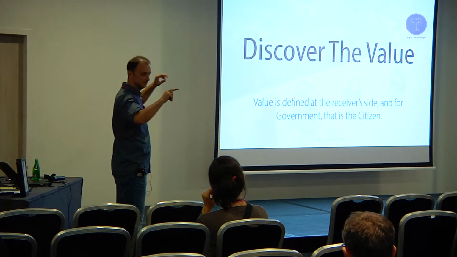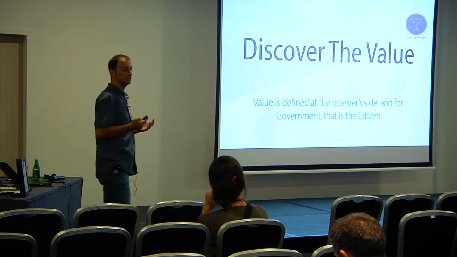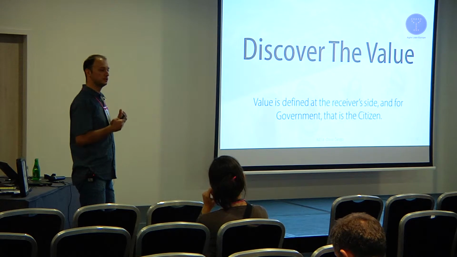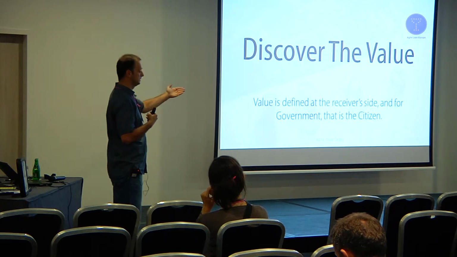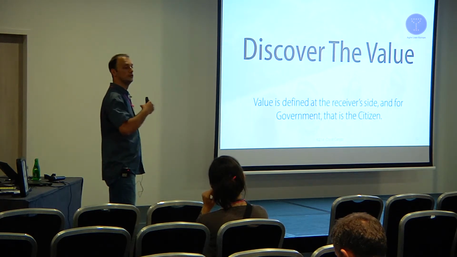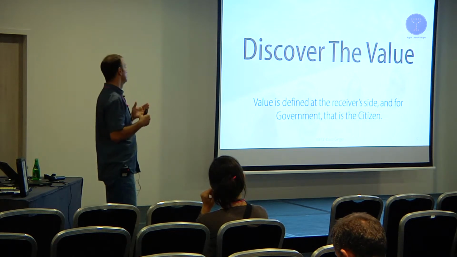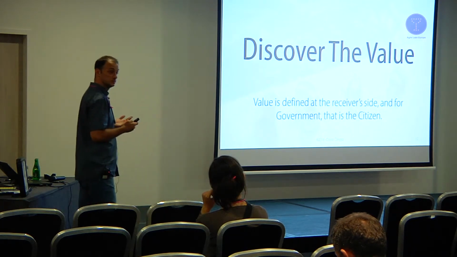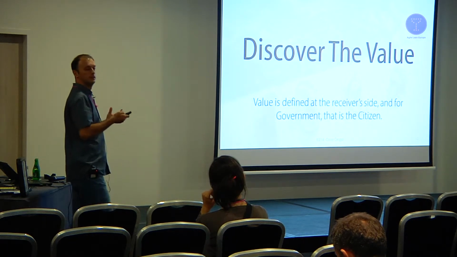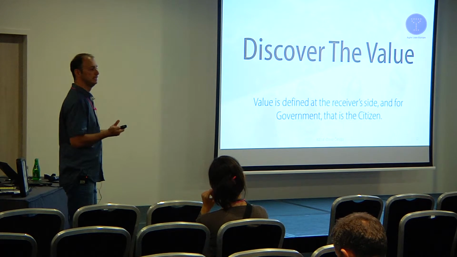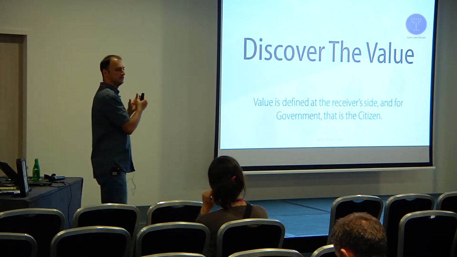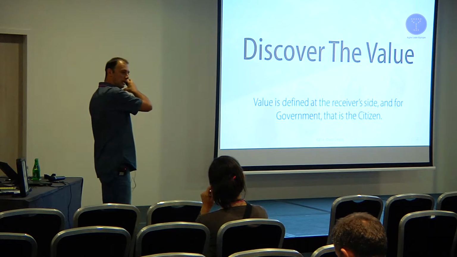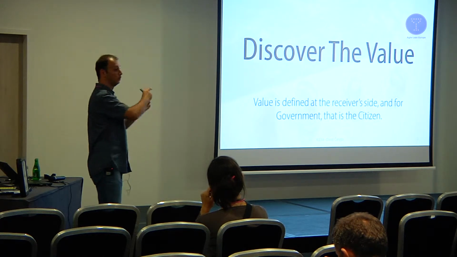A standard Lean sentence: value is defined at the receiver side. So it took us 2 months to understand that we need to put the receiver, and for the government, that's the citizen, in the center, and to start building around it. So we need to discover the value from the receiver side, from the citizen side. And for the Ministry of Justice, we discovered the value as the case. Somebody presses charges and so on, and then the case is created, and we need to allow that case, that value, to flow through the system.